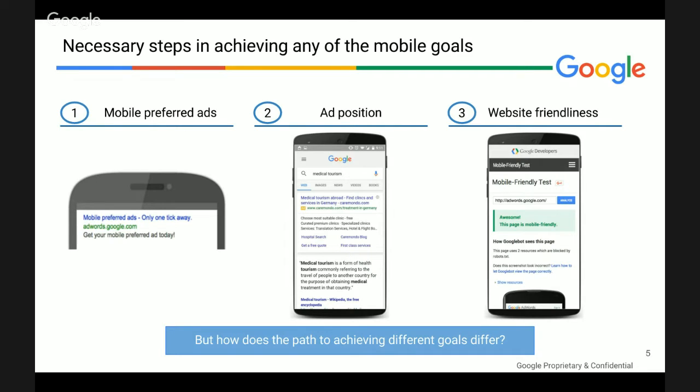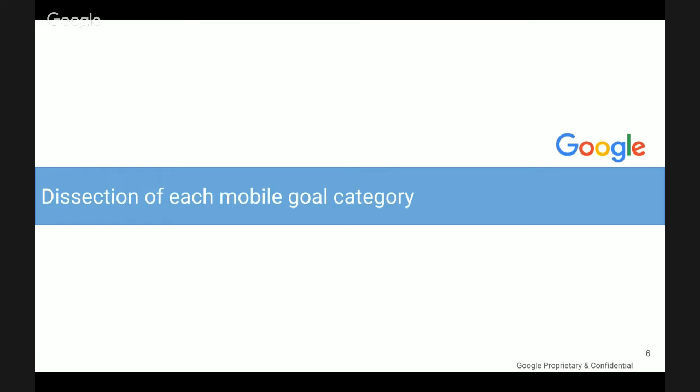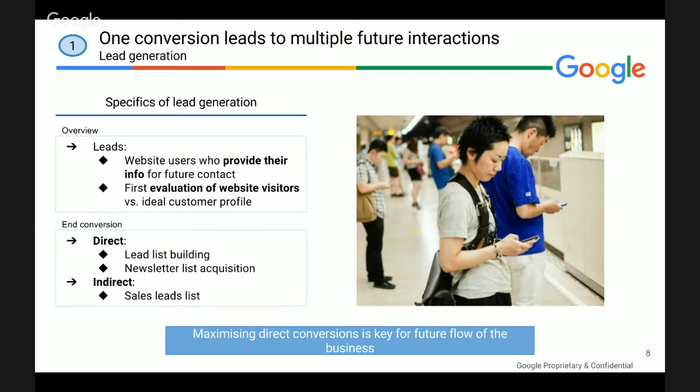So now let's look at each of the goals and how they can be achieved using mobile advertising. First of all, it's lead generation. Basically, lead generation is when users provide their information for future contact. Some advertisers use lead generation to evaluate their current website visitors against the ideal customer profile and then decide whether the targeting options they are using at the moment are good, or whether they should change something for future advertising efforts.